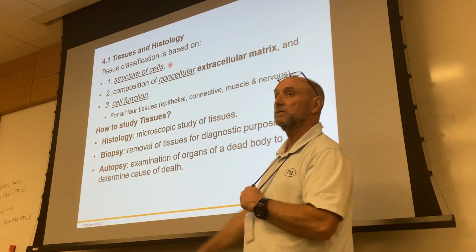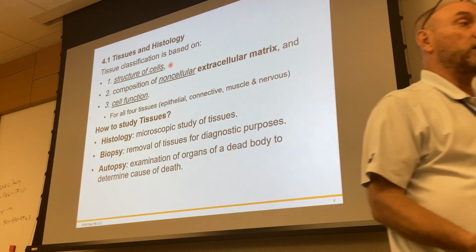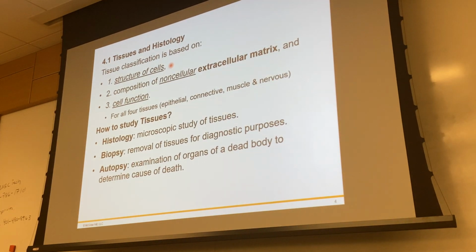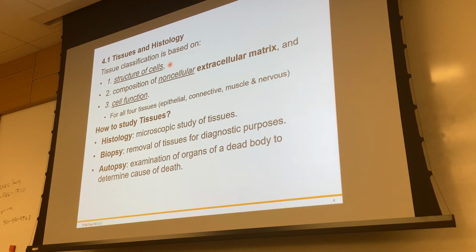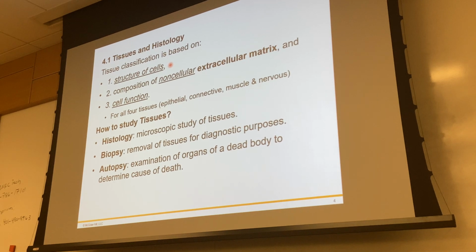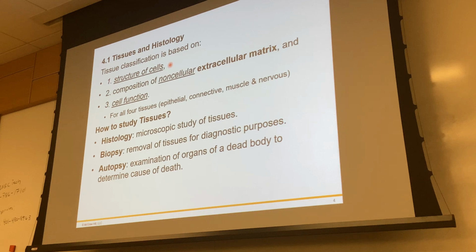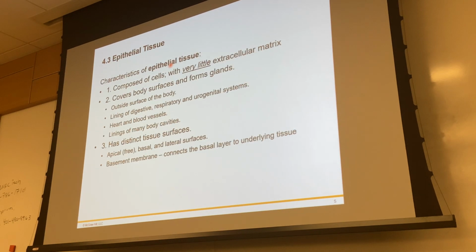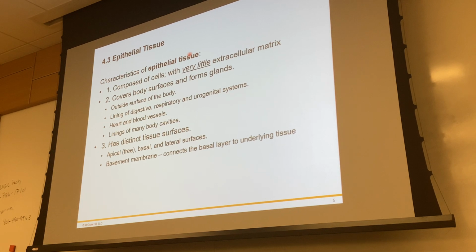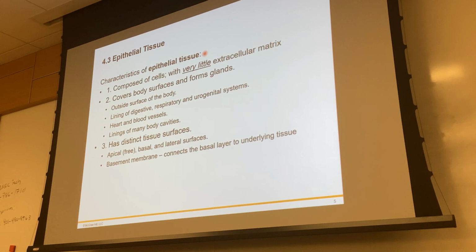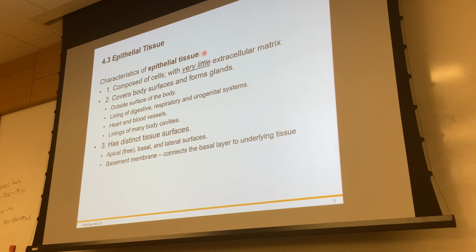If you have a problem with a particular group of cells and you need it looked at, examined by a medical professional, that could be cause for a biopsy, and then ultimately autopsy is the cause of death. So we talked about, I mentioned epithelial tissue. Now this vocabulary, we're going to jump right into the vocabulary.